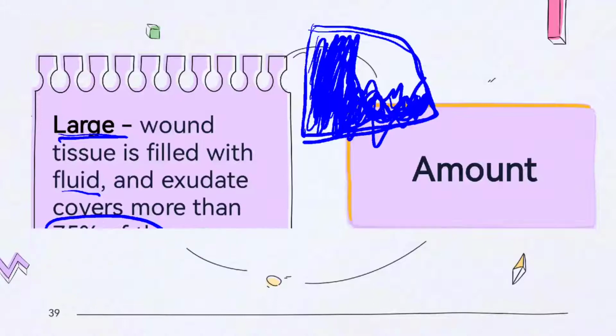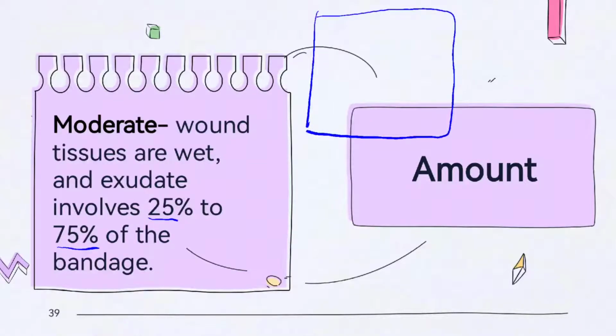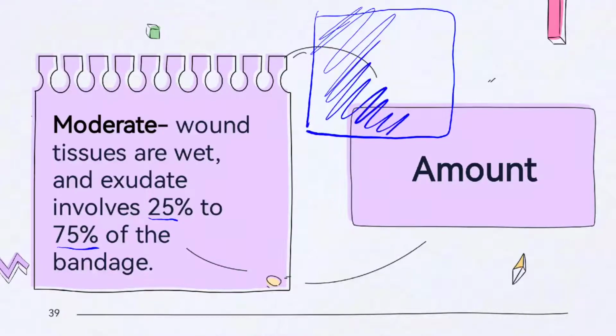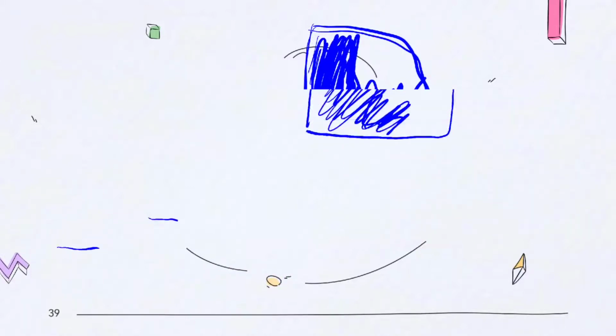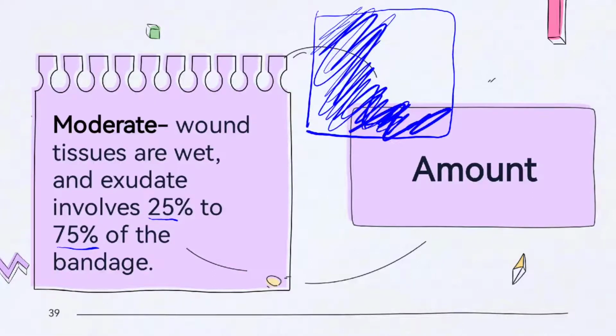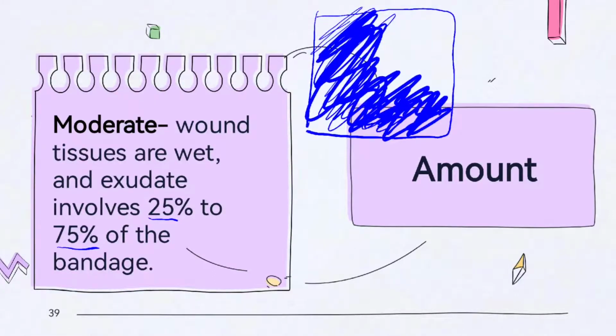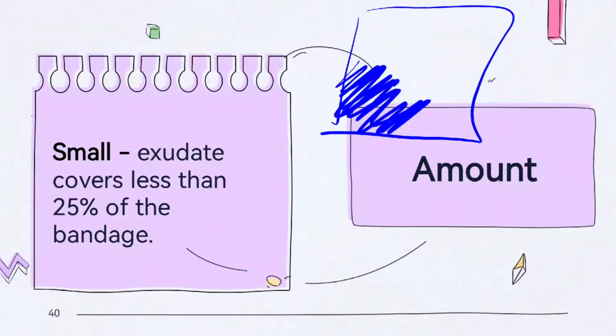Okay? Next, you have your what? You have your moderate. Now, moderate involves 25 to 75% of the bandage. Again, if your dressing looks like this, here it says 25 to 75%. Sorry, this one covers more than 75%, so it should be like this. Okay? Sorry guys. So the large should be like this, more than 75. Now for your moderate, it looks like this. And then you have your small, which covers 25% only of your dressing or your bandage.